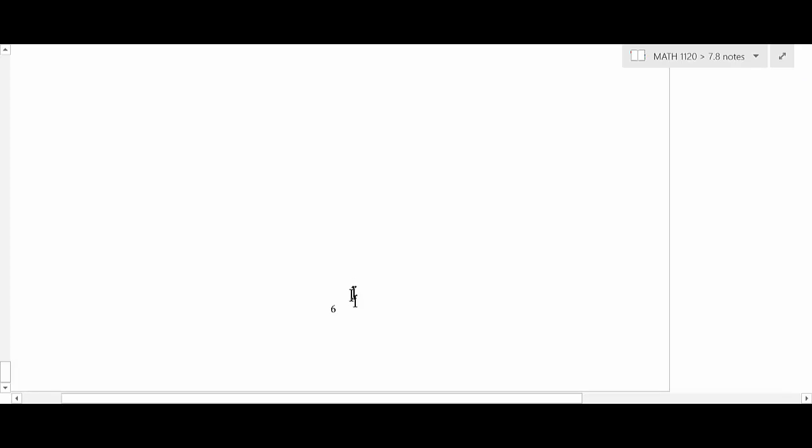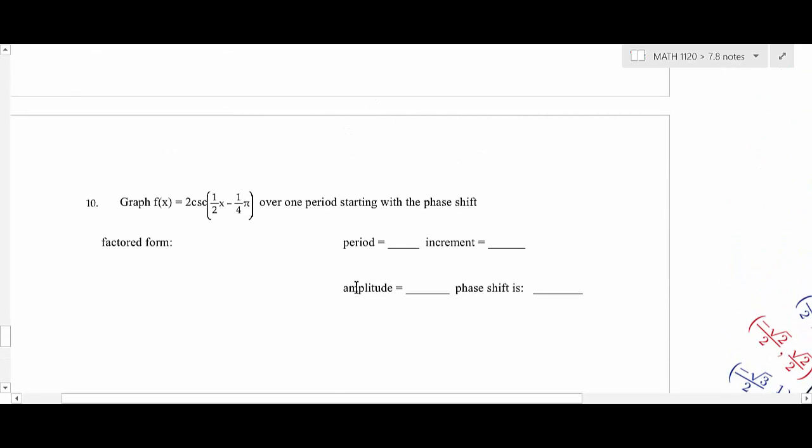Okay, so let's see, I want to do one more graph here. To finish this up, this is a cosecant.